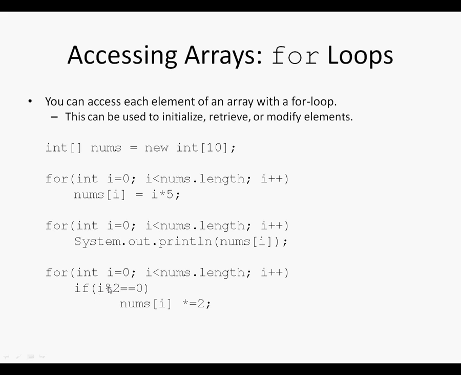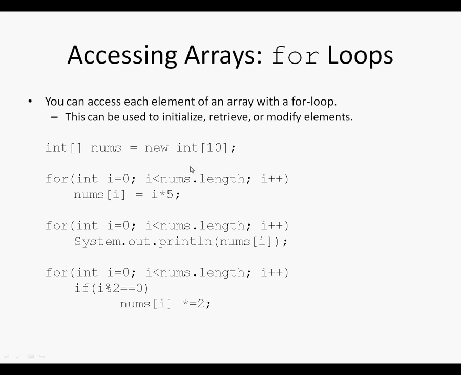So here we're saying if that index is even, we're going to take the value at that index and multiply it by 2. Basically, we're going to double it. So the value at 0 is still going to be 0. The value at position 1 will be unchanged because 1 is not even. The value at position 2 used to be 10. Now it'll be 20. Okay, etc.